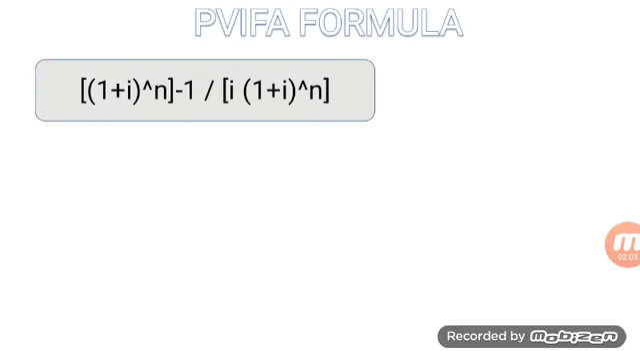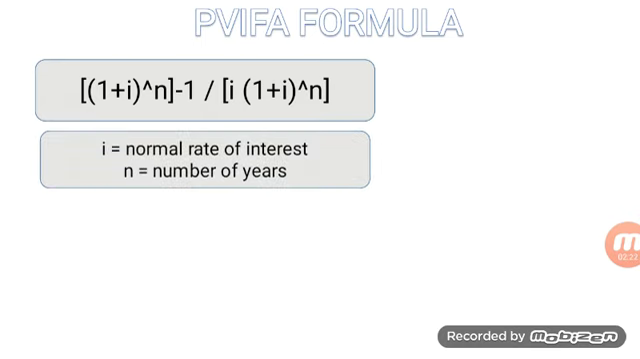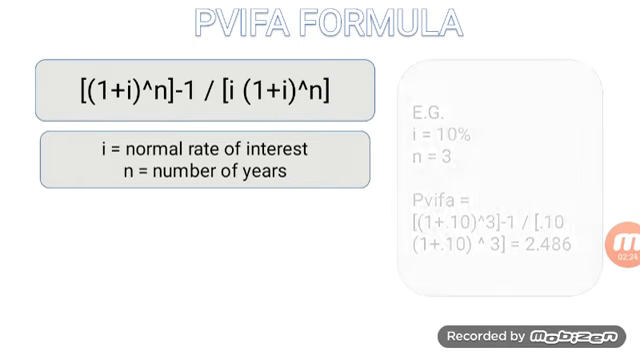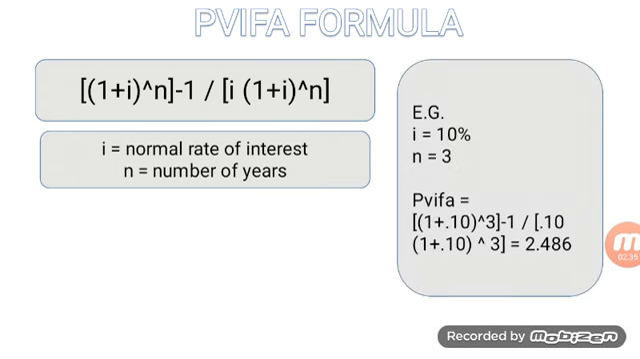This PVIFA formula is (1 plus I to the power n minus 1) whole divided by I into (1 plus I to the power n). As we all know that 1 plus I to the power n is a formula to calculate compound interest, and PVIFA is just the extension of this compound interest. So we need to understand I is normal rate of interest, which is normally given in the question. N is the number of years for which the data has been given. In our case, in the previous slide, when we look into the question, I was 10% and N was 3 years. So we can calculate the value of PVIFA.